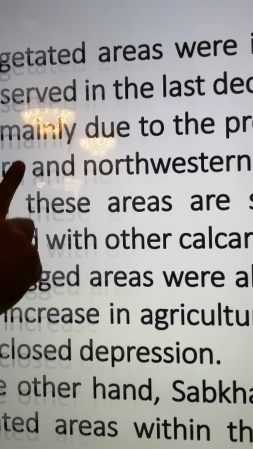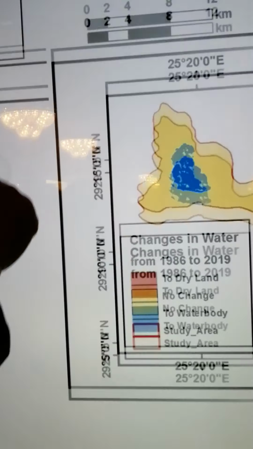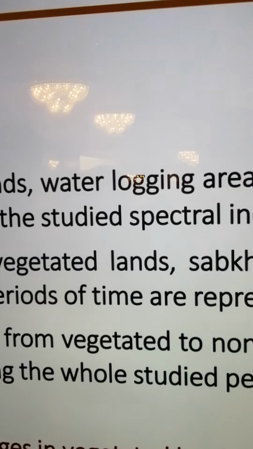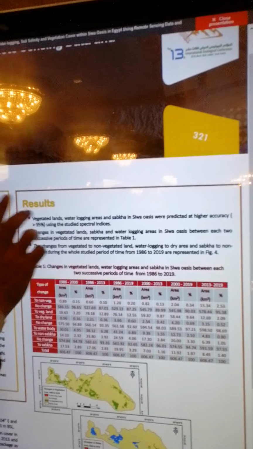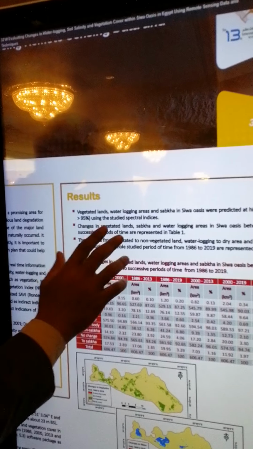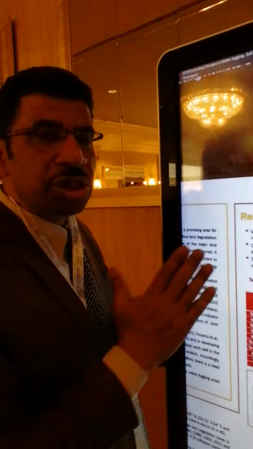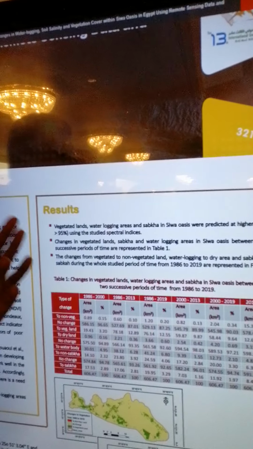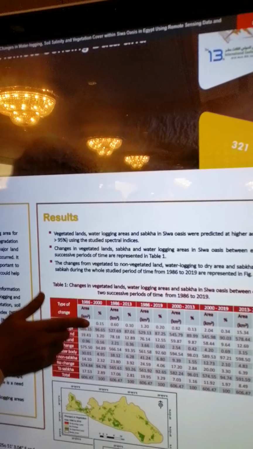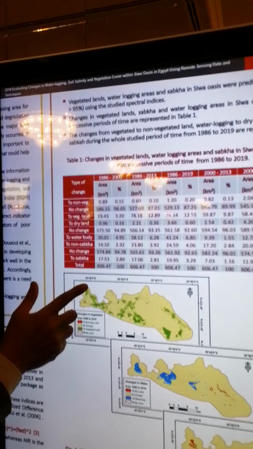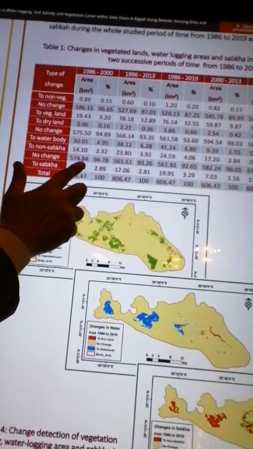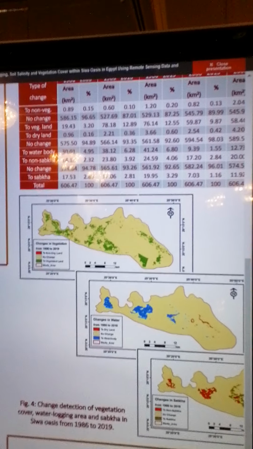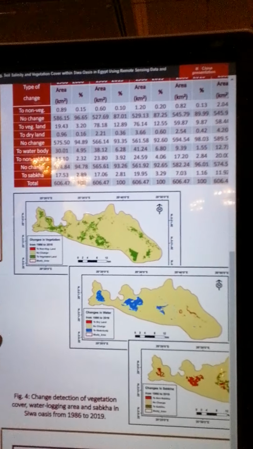Also, I made the accuracy assessment. I found for most of the studied indices, the overall accuracy was greater than 95%. I also made a change detection, studied the changes in each of these land covers between each 2 consecutive years, and these are the values. And here, for example, is the change detection during the whole studied period of time from 1986 to 2019.